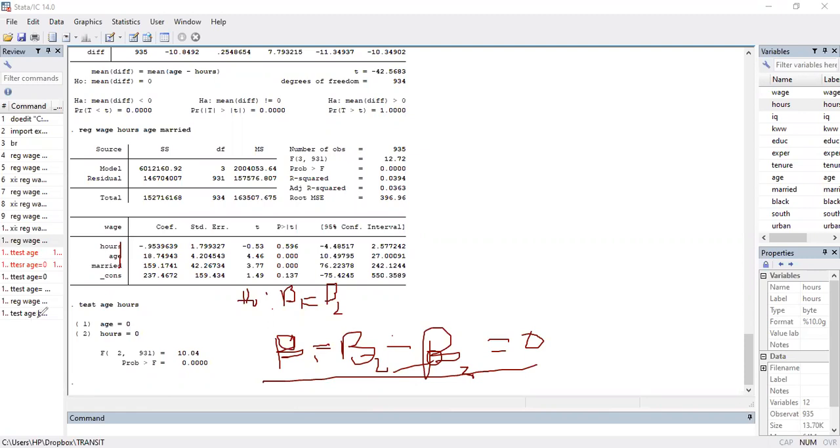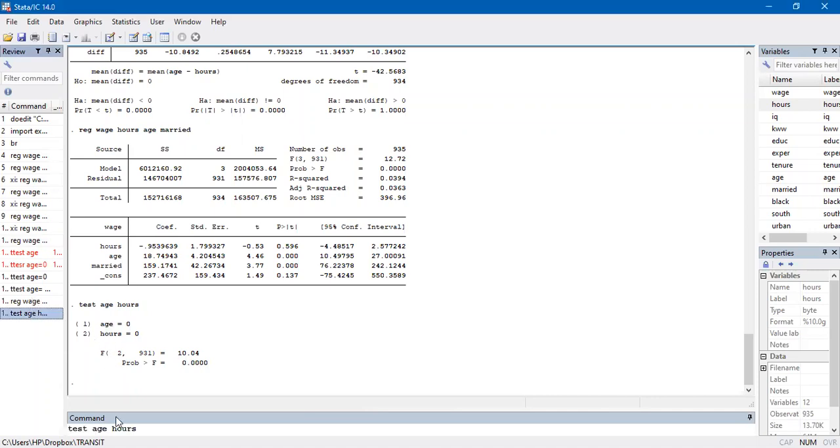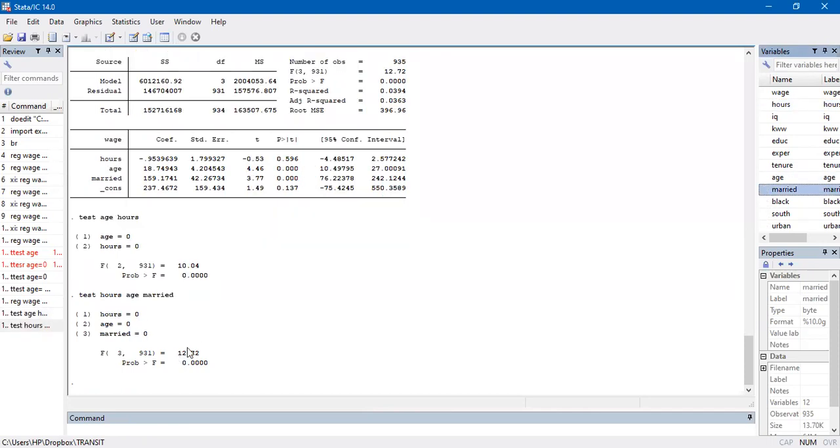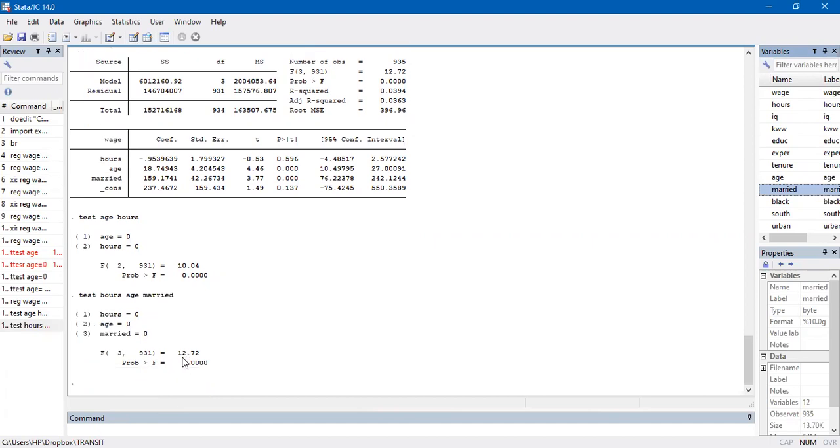We can do that. If you do that, you see that you get exactly what Stata reported from the regression model. Here, we had F stars to be 10.04 because we used only age and hours of work. But if we have to use all, we are testing for hours, age, and married. From the regression model, you see that we had 12.72. And from this F test, the F star is 12.72. So this is the test that Stata reports as part of the regression model.